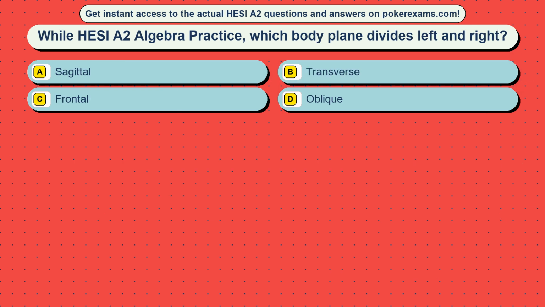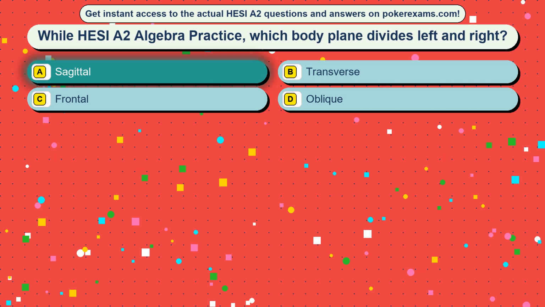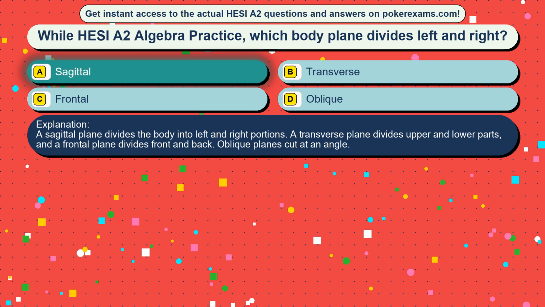Question 17. While HESI A2 algebra practice, which body plane divides left and right? Option A, sagittal. Option B, transverse. Option C, frontal. Option D, oblique. The correct answer is option A, sagittal. A sagittal plane divides the body into left and right portions. A transverse plane divides upper and lower parts, and a frontal plane divides front and back. Oblique planes cut at an angle.